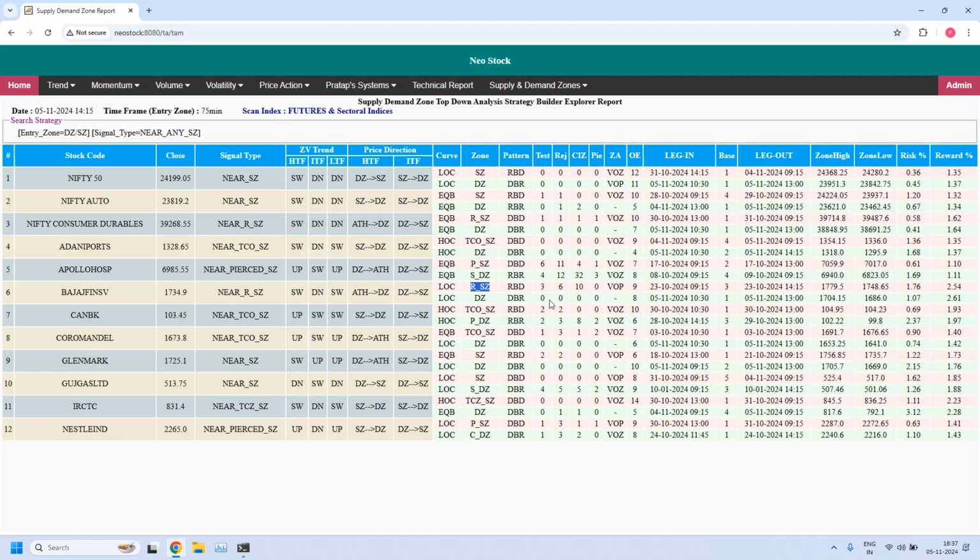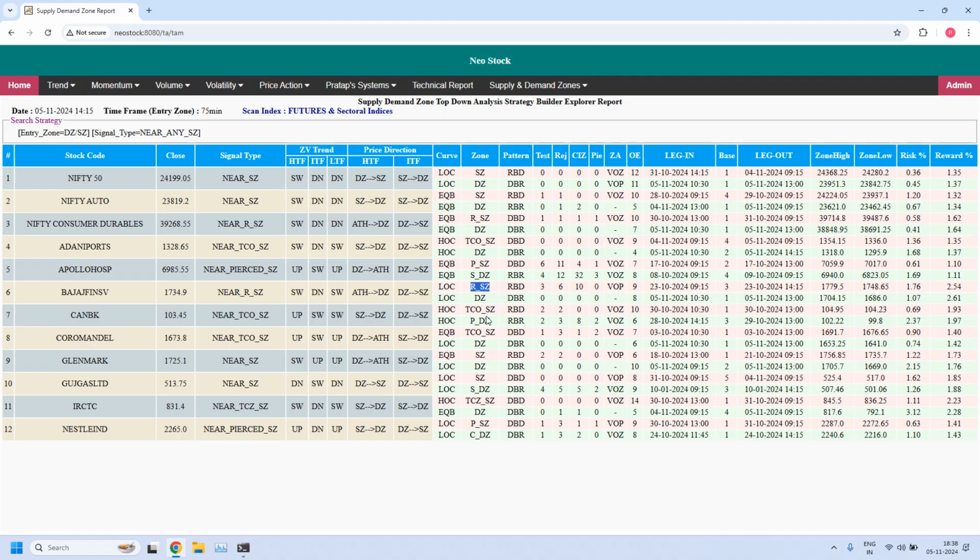So Bajaj Finserv has already been tested 3 times, with 6 rejections. If you can find any fresh fine-tuned 5-minute zone, or any 5-minute horizon, you can plan a trade that way. Any high liquidity zones, you can plan aggressive trade setups. So this is the first one.